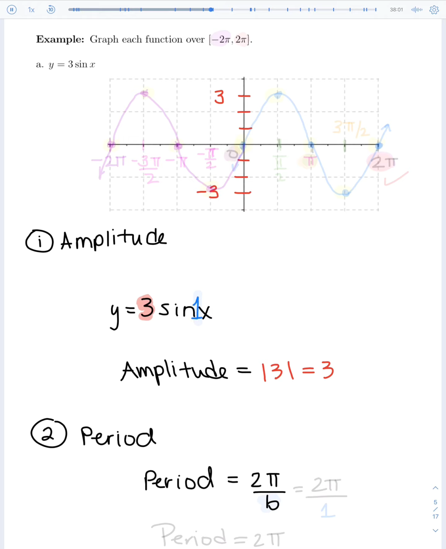Well, I don't see a number out in front of the x, so remember that means that there's a hidden 1 there. So that's going to be our b. So we'll plug in a b of 1. So that will be 2 pi over 1. Well, anything divided by 1 stays the same. So that means our period is just going to be 2 pi, which is good. So that means if we start our graph at 0 like we would normally, we won't repeat ourselves again until we hit the very end here of our first period, which is 2 pi.